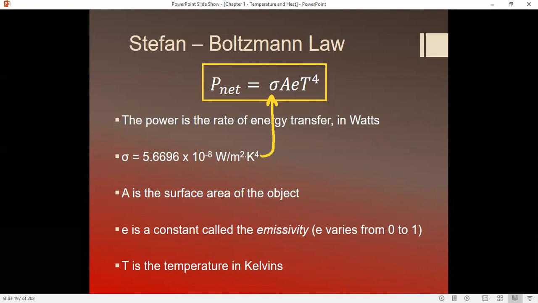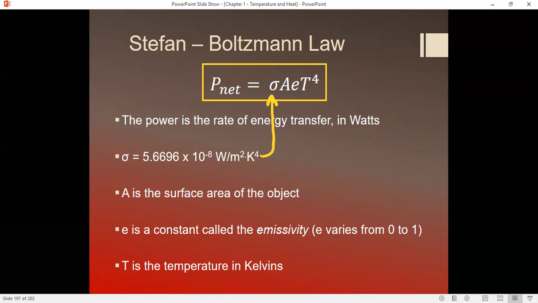So sigma is just a constant, just like 9.8 meters per second squared is a constant, just like, I'll use Avogadro's number as a constant, 6.022 times 10 to the 23rd. Constant, constant, constant. Okay, what else do we have?